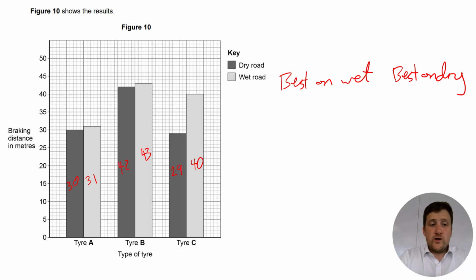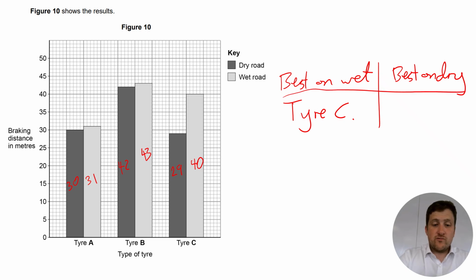Okay, we want the distance to be as short as possible. On a dry road, the dry road is our dark grey one, and out of those three, that is tire C. So the best on the dry road is tire C. However, the best on the wet road is the light grey, and that's actually 31, which is tire A.